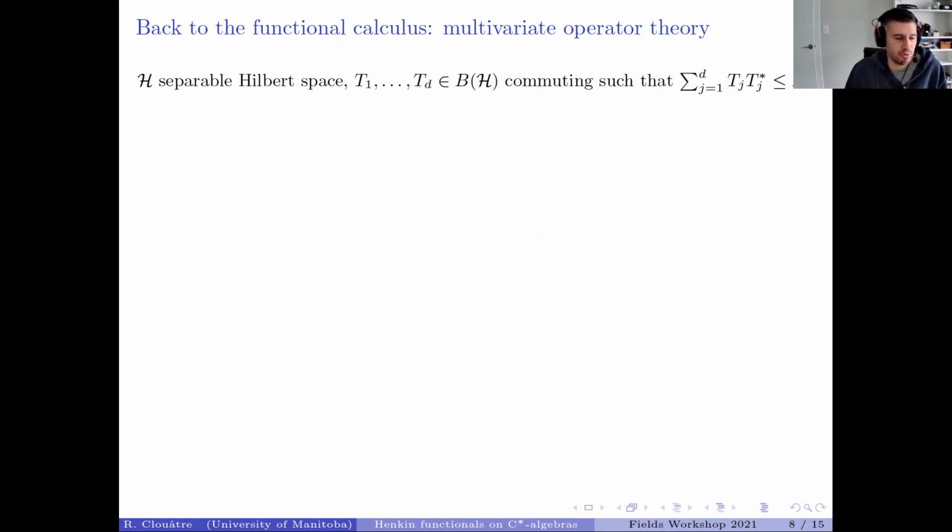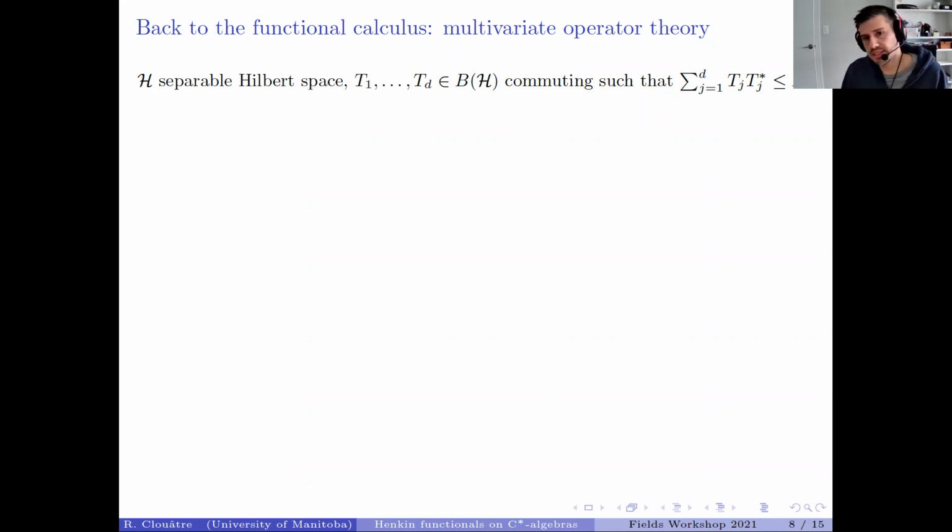So we have a separable Hilbert space H. We have a bunch of operators on it that commute with one another, T1, T2 up to Td. And I want to assume that you have a row contraction here. Michael Jury described this property a bit earlier, so let me just repeat here. Being a row contraction means this: you take all of these operators, you package them into a row, you view the row as an operator from d copies of H into one copy of H, and you ask that this be a contractive operator. Equivalently, this is just asking that this inequality here be satisfied.